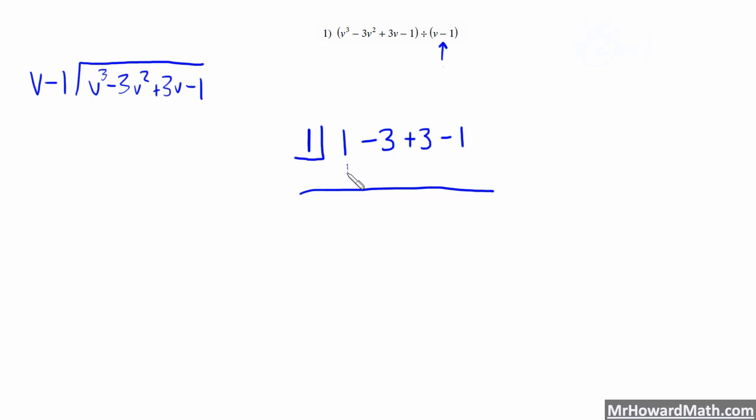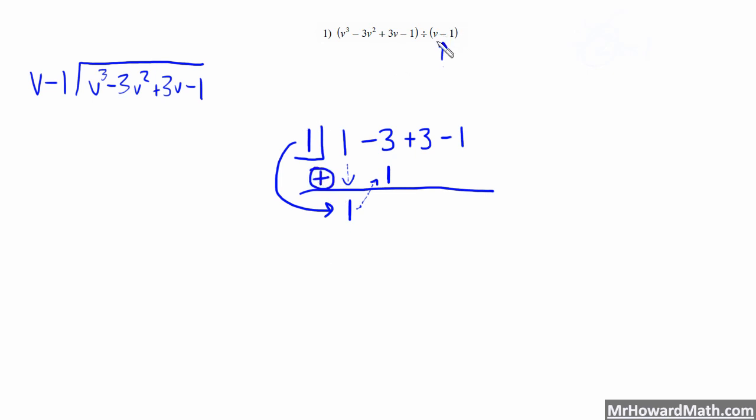We bring the first term down, so that's a 1. Alright, now we're going to multiply 1 times 1, okay, 1 times 1, and that result is going right here. So it's going right here. Now we're going to add these, so that's the opposite of what we were doing before.